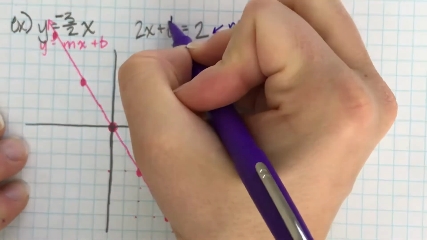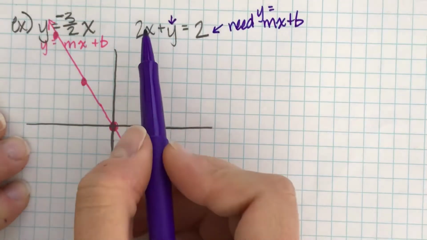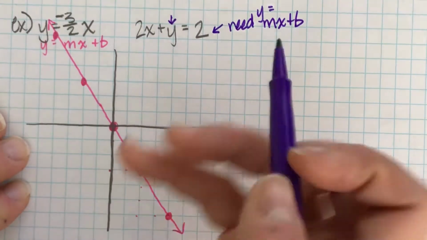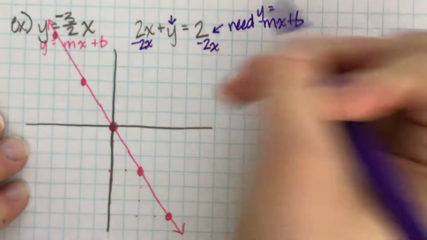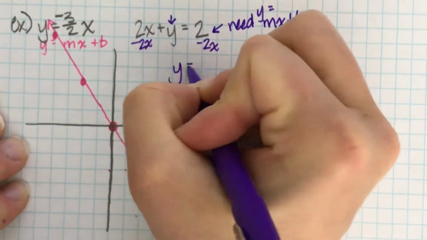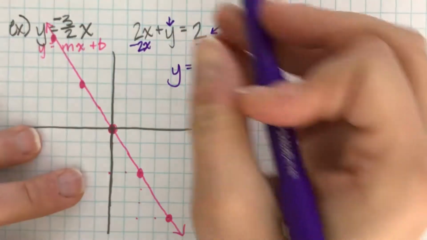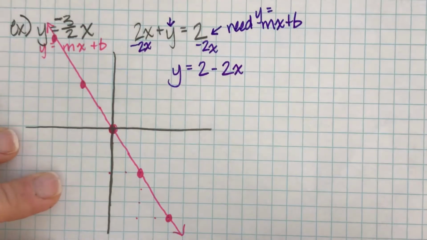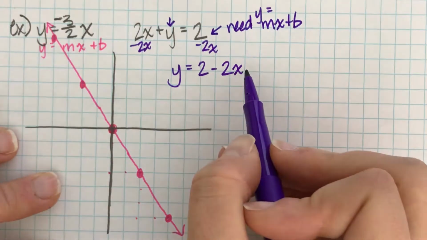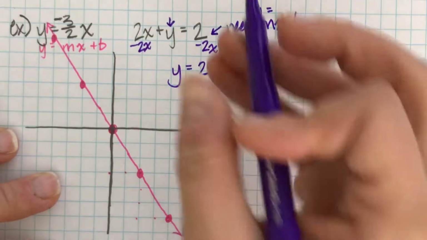So let's think. If I want to isolate y, I need to get rid of the 2x. So this is just basic algebra. I'm going to subtract 2x from both sides. And so I end up with y equals 2 minus 2x. I can't combine those. They're not like terms. The issue, I like mx plus b in its normal order.